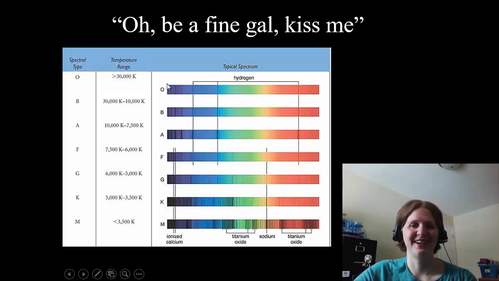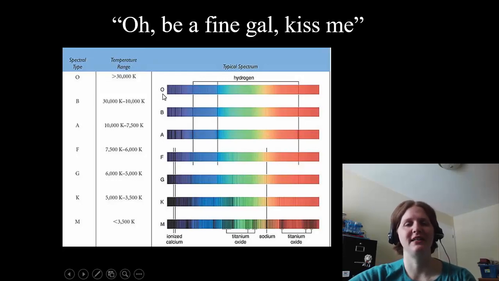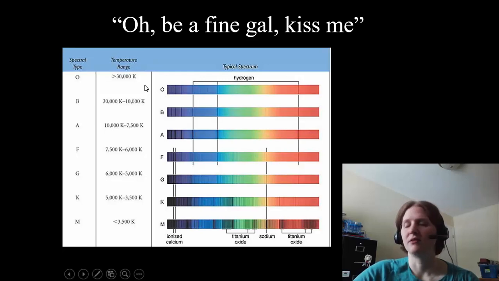Historically, these were ordered A, B, C, D, E, F, but eventually we realized that there was a more physical way to sort them, by temperature. So the hottest category of spectra is called type O. The next hottest categories are type B, A, F, G, K, and M. The mnemonic is: Oh, be a fine girl, or you could say guy, kiss me. Hottest to coolest.